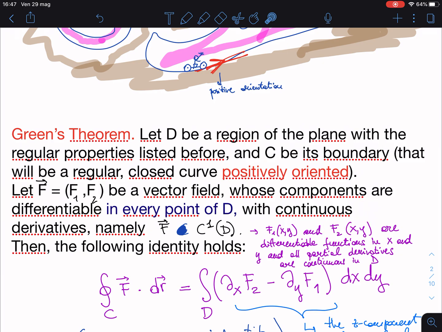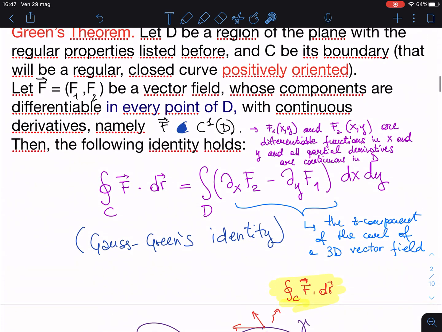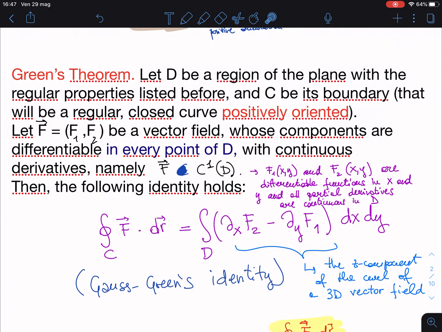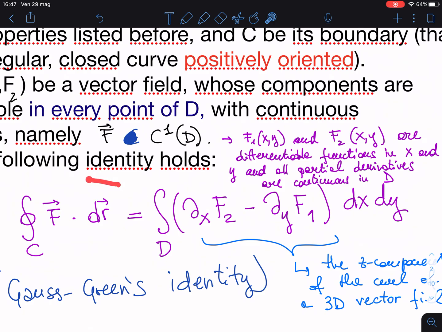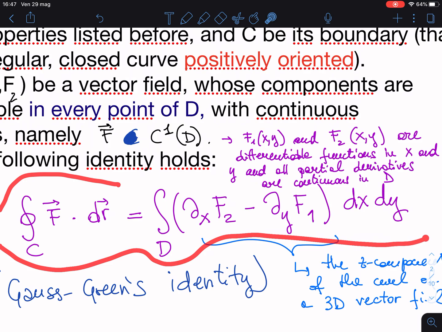Okay? Now, this is the long hypothesis, quite long but somewhat natural. Nothing strange is required here. You have to remember what is positively oriented, and all the rest is regularity. So, and this is the formula, the nice, unexpected, and important identity established by Green's theorem.